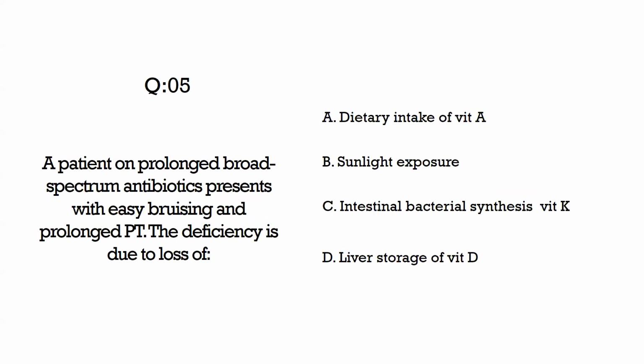Question number five: a patient on prolonged broad spectrum antibiotics presents with easy bruising and prolonged PT. The deficiency is due to loss of option A, dietary intake of vitamin A, B, sunlight exposure, C, intestinal bacterial synthesis of vitamin K, and D, liver storage of vitamin D. C. Yes, C is the right answer.